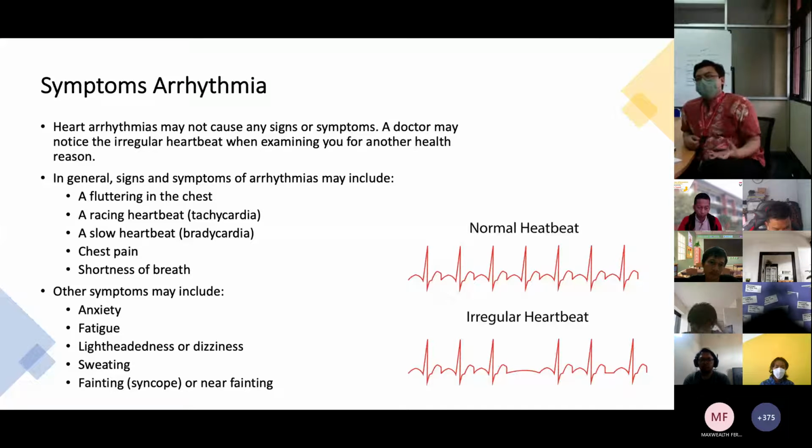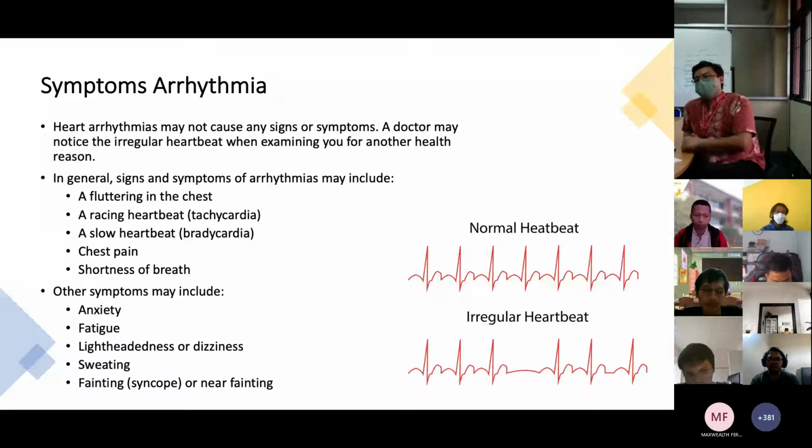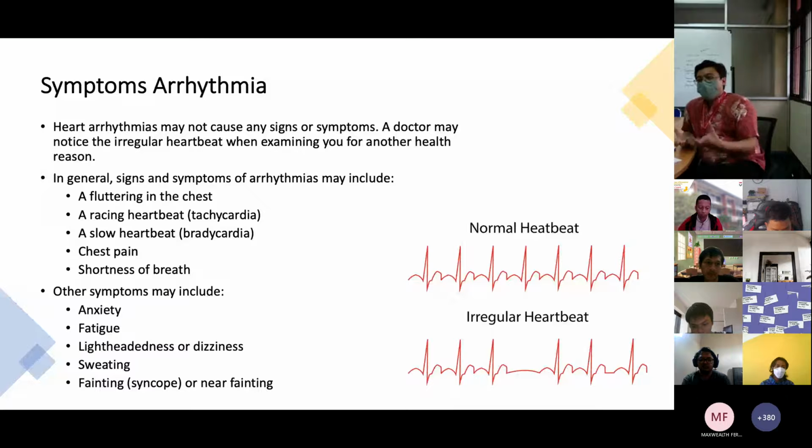Or a racing heartbeat or a slow heartbeat. Chest pain, for instance dada sakit, or shortness of breath, so terengah-engah. So that may be a problem of arrhythmia. Other symptoms may include anxiety, fatigue, lightheadedness, dizziness, and sweating. So if you feel that you are sweating a lot, maybe it is arrhythmia. Also fainting, syncope, and so on.